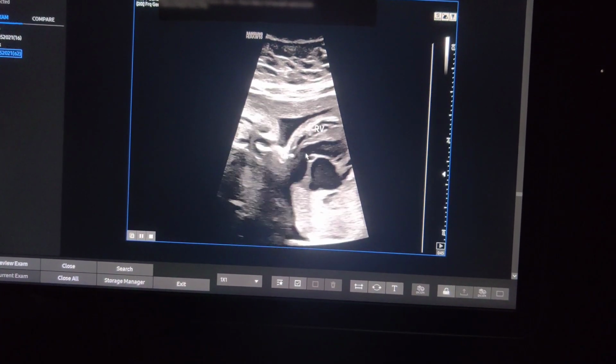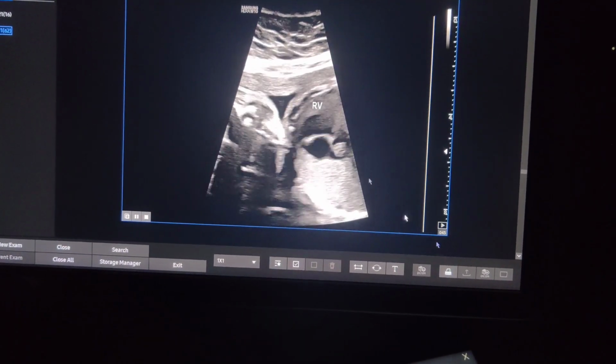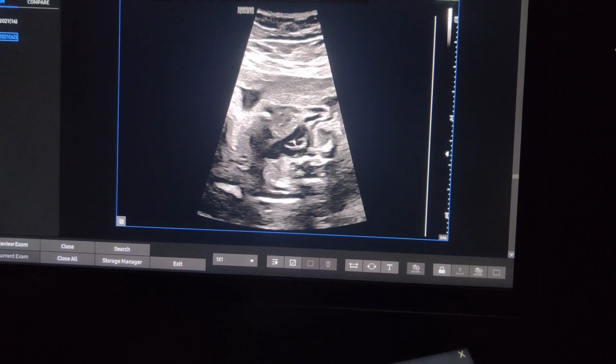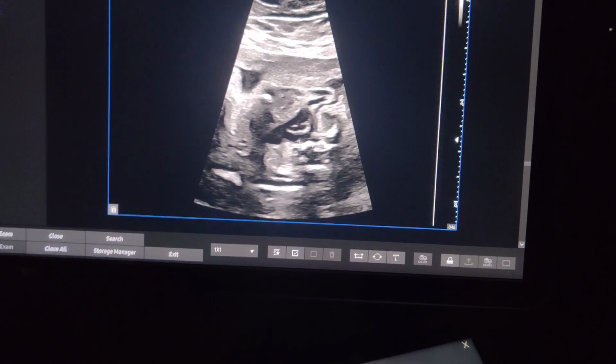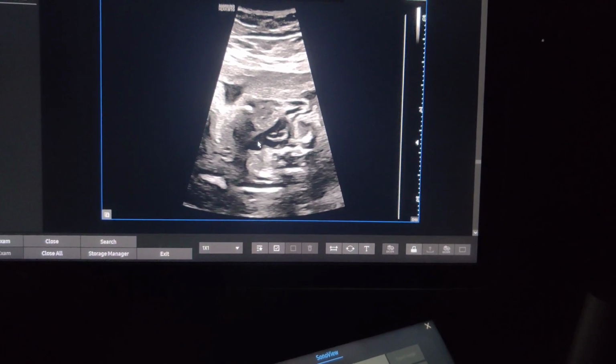So here we have aortic valve. That's the ascending aorta. That's right ventricle. So we have shown both the great vessels coming out from the right ventricle in the sagittal plane. This is the view above the three vessel view. That's the brachiocephalic vein crossing from left to right.